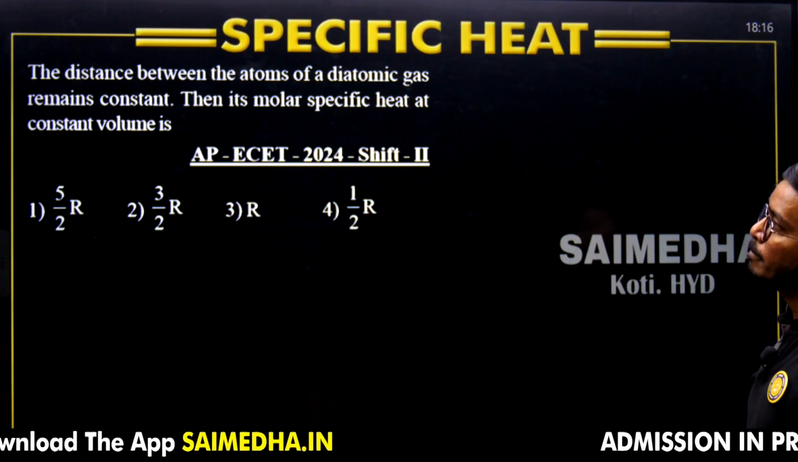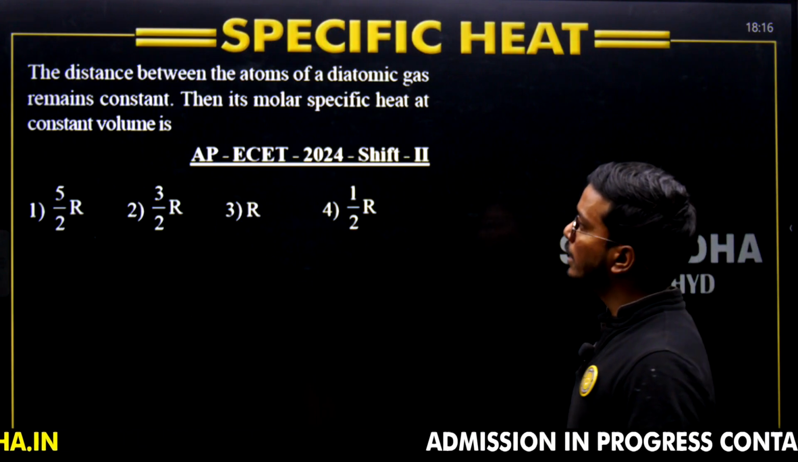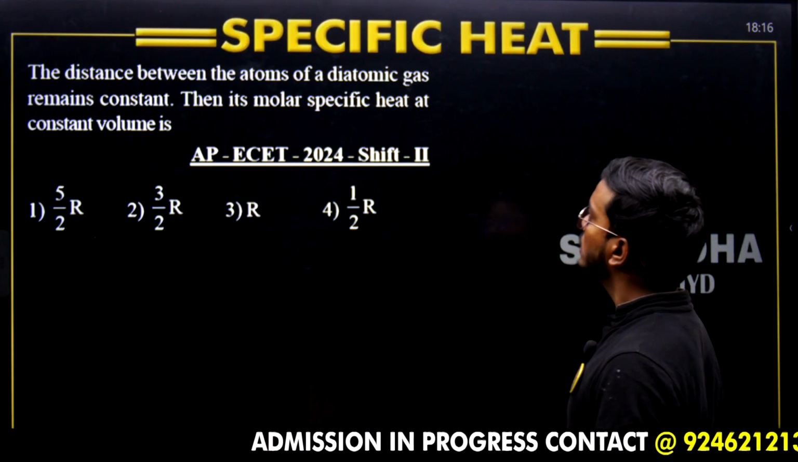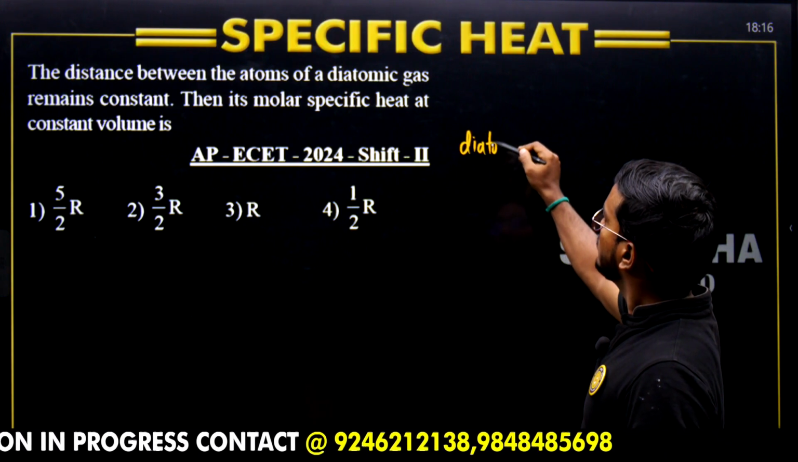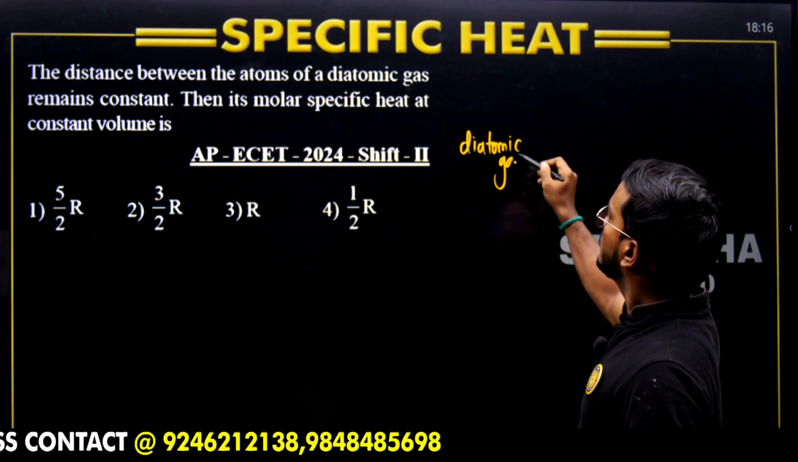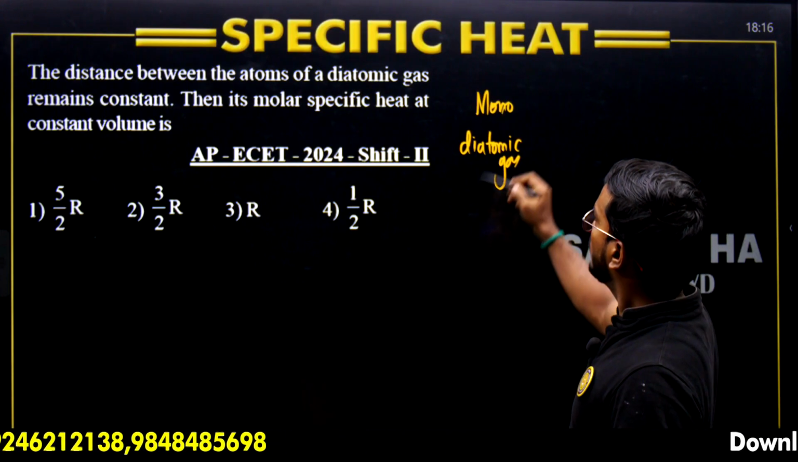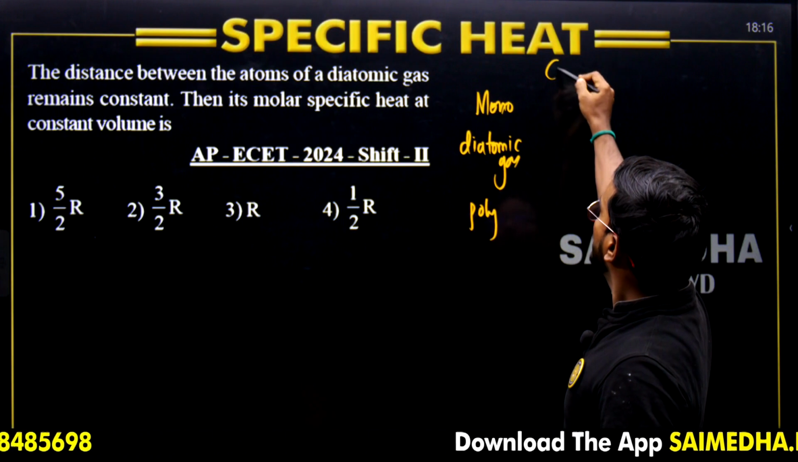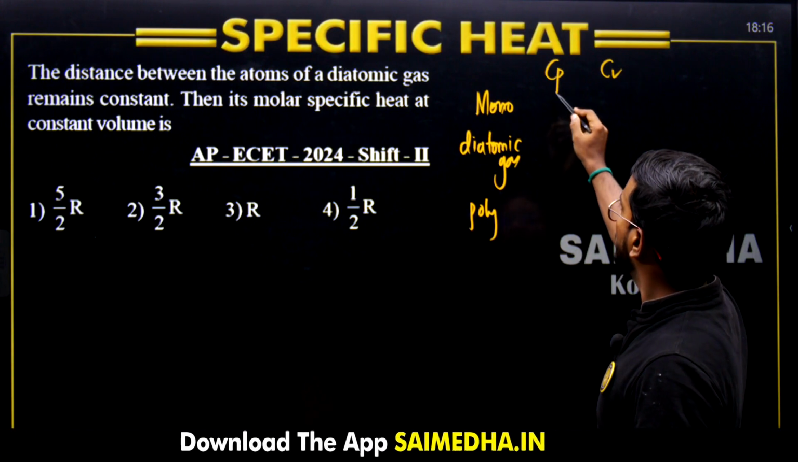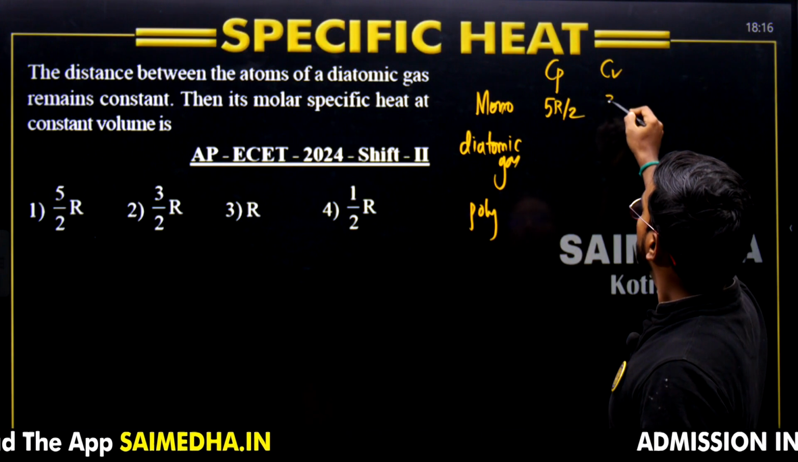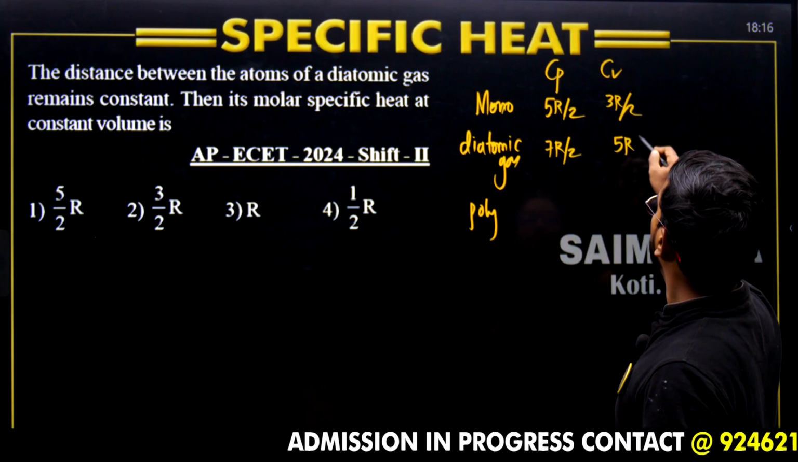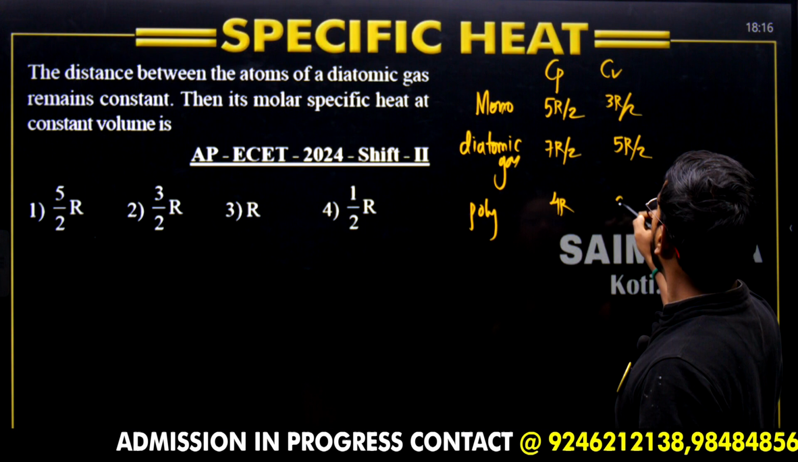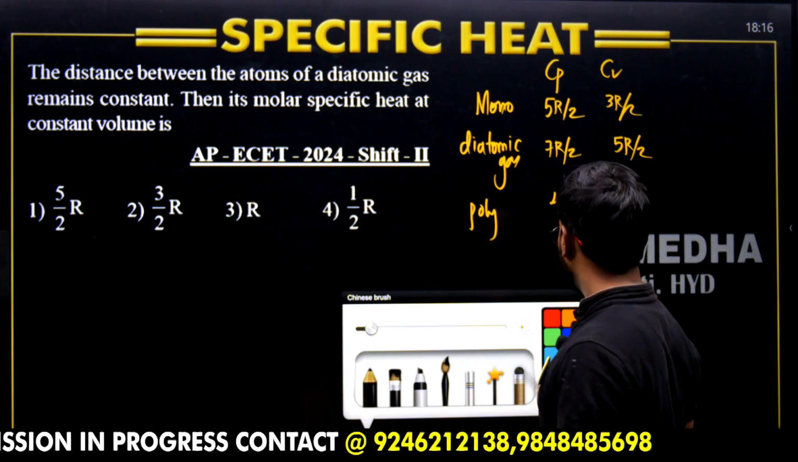Next question. The distance between the atoms of the diatomic gas remains constant, then its molar specific heat at constant volume. Diatomic gas, mono, poly, Cp values, Cv value. What is the first one? 5R by 2, 3R by 2, 7R by 2, 5R by 2, 4R, 3R. The asked question is diatomic gas.